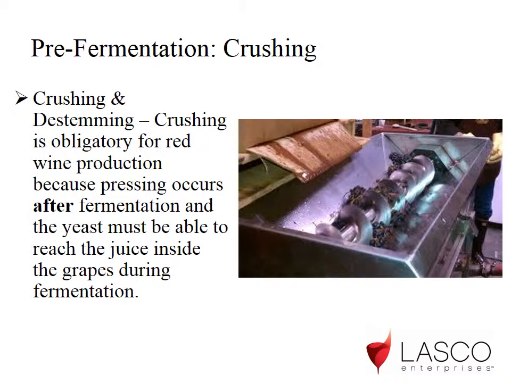The first example of how this difference plays out is in the crushing and destemming process. While crushing is optional for white wines, it is absolutely imperative for reds. Because in making red wine, the pressing does not occur until after fermentation, the red grapes must be crushed first in order for the yeast to be able to reach the juice inside the grapes during fermentation.